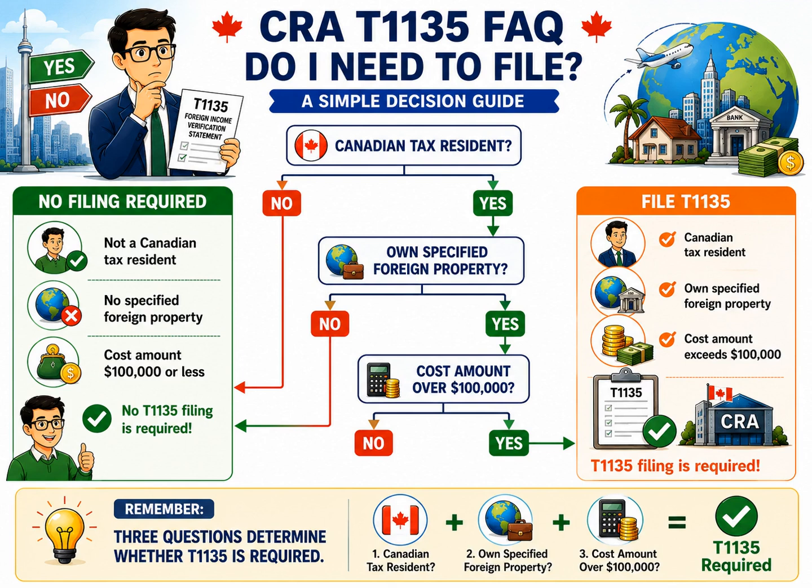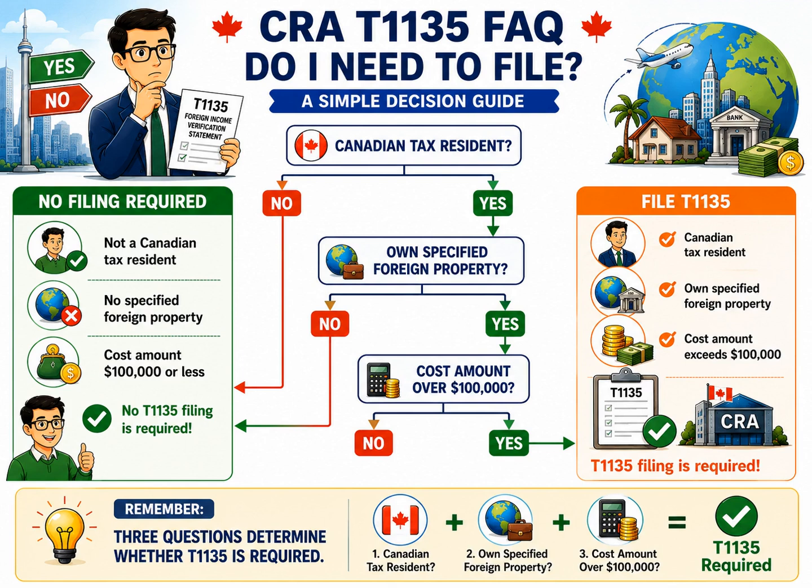Does the total cost amount of all your specified foreign property exceed 100,000 Canadian dollars at any time during the year? Notice that the rule refers to the total cost amount, not the market value. You must add together the cost amount of all specified foreign property that you own. If that total exceeds 100,000 Canadian dollars at any point during the year, a T1135 filing is generally required.